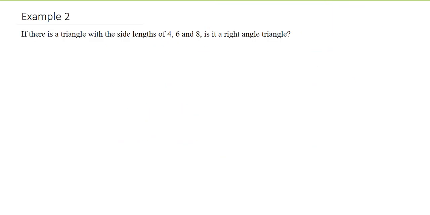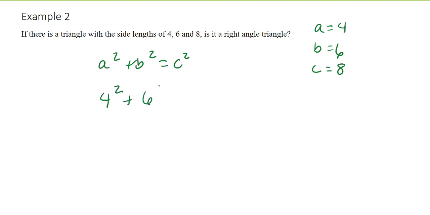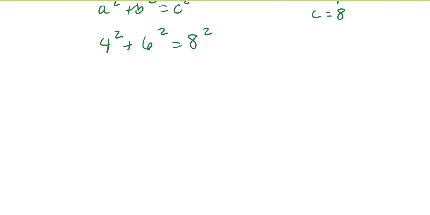Example 2 is the triangle with side lengths of 4, 6, and 8. Is this a right triangle? Well, if A is 4, B is 6, and C must be the longest length, which is 8. So A squared plus B squared equals C squared. So 4 squared plus 6 squared equals 8 squared. 4 squared is 4 times 4, so that's 16. And 6 times 6 is 36. And 8 times 8 is 64.